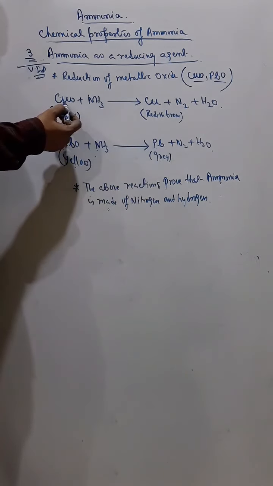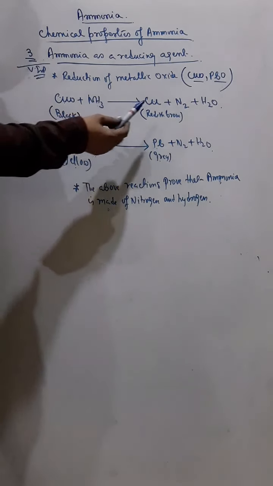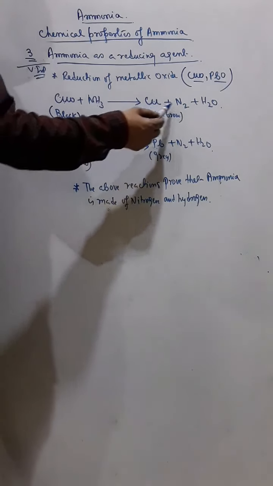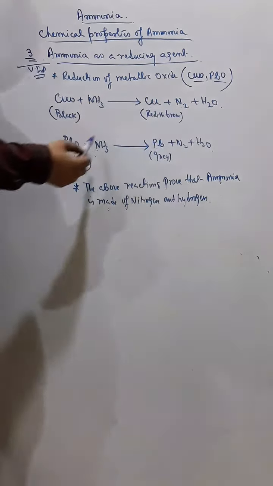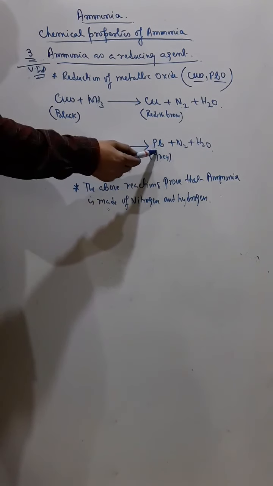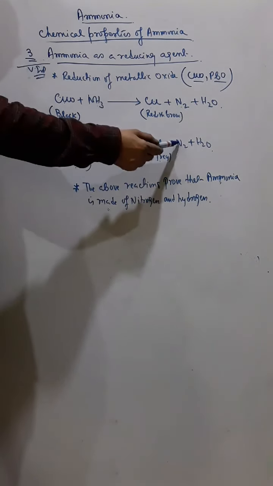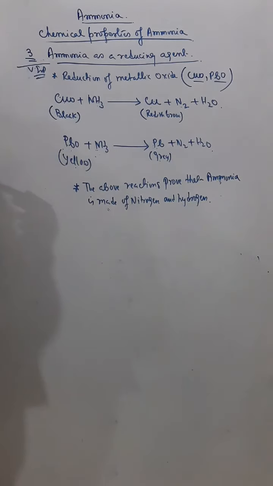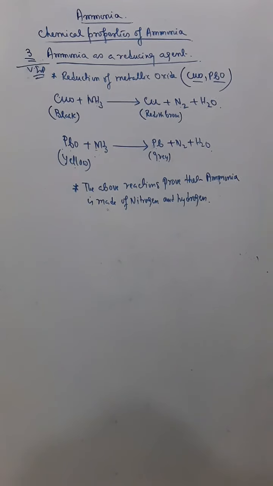Okay, so when copper oxide reacts with ammonia, you get reddish brown copper, nitrogen and water vapor, and similarly lead monoxide and ammonia, you get grayish lead, nitrogen and water. So these are the reactions which prove that ammonia is a reducing agent. And this reaction also proves that ammonia is made up of nitrogen and hydrogen.